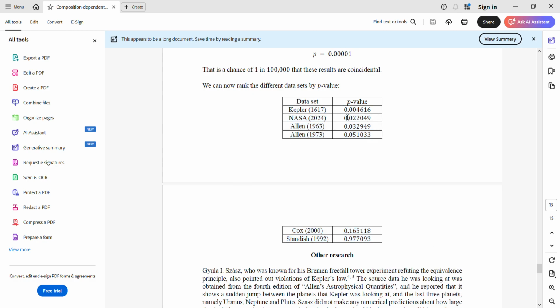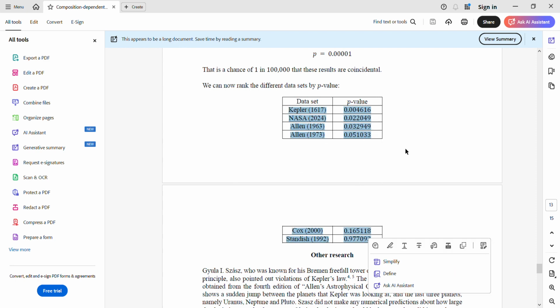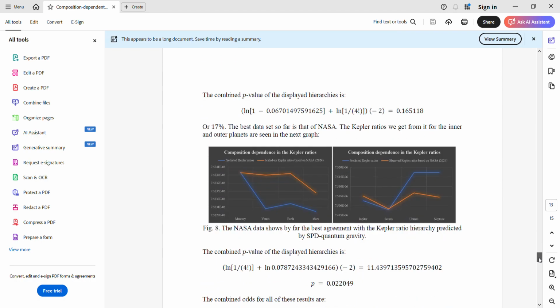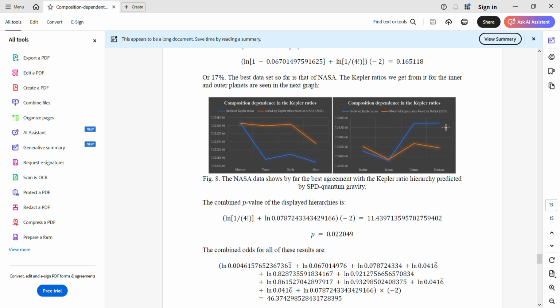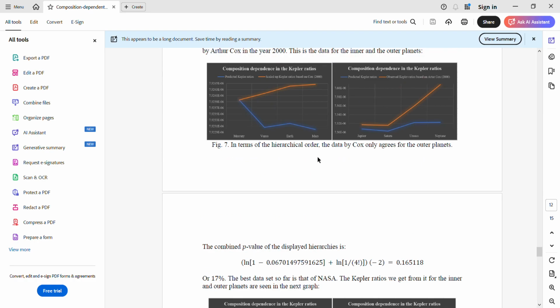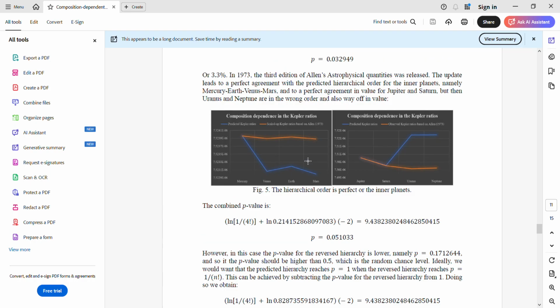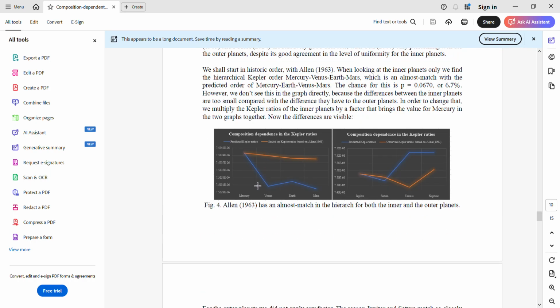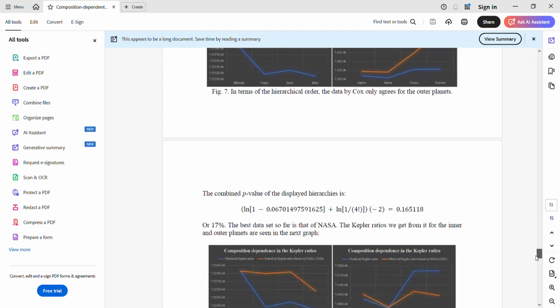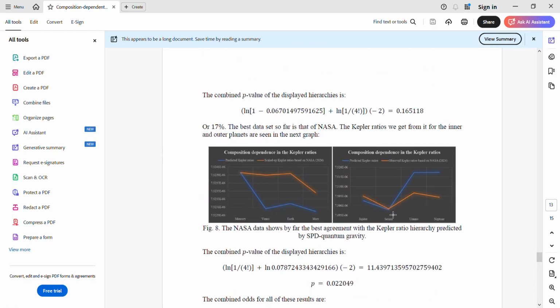But Kepler's original data was pure, and the data of the outer planets is relatively pure, and we can see that for NASA it's pretty good. It follows the patterns quite well, and also for the somewhat older Allen, 1963. Then over time it got more and more corrupt, but the NASA data you can still see the patterns in. It's a kind of compromise between following the theory and following the real data.